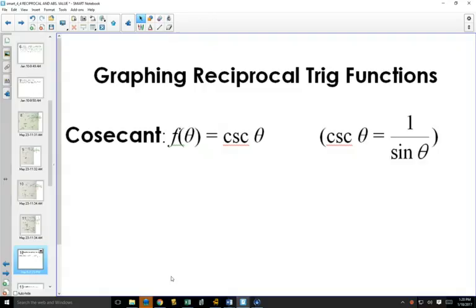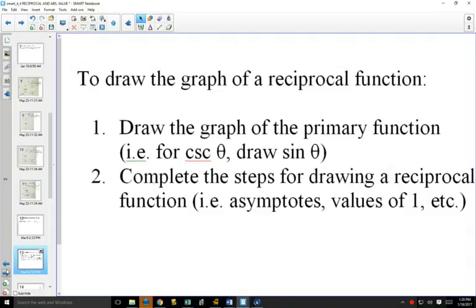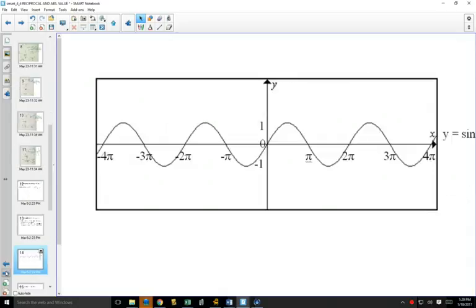So we start, remember step 1, the first major thing was draw the original graph. And then we're going to complete the steps for drawing the reciprocals, which means that we'll do our asymptotes and some values that we know, and then the y value gets changed to 1 over y, and see what happens. So here's our first one. The graph of sine is already given.